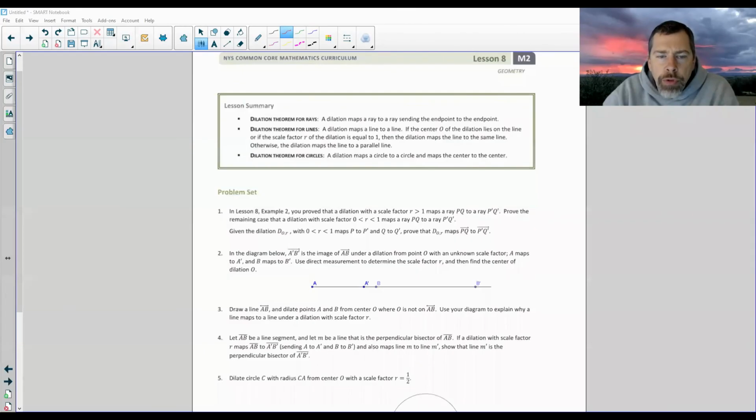All right, page 4 brings us to the end of lesson 8. Review the lesson summary on the dilation theorems for 3 different objects, and go to your problem set.